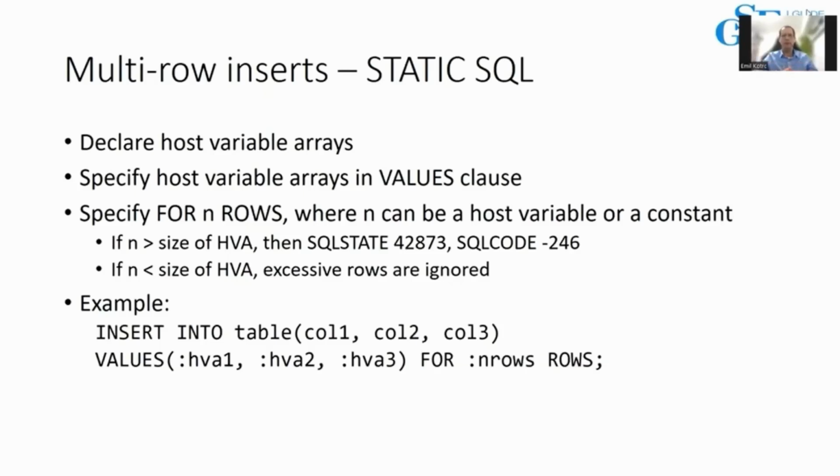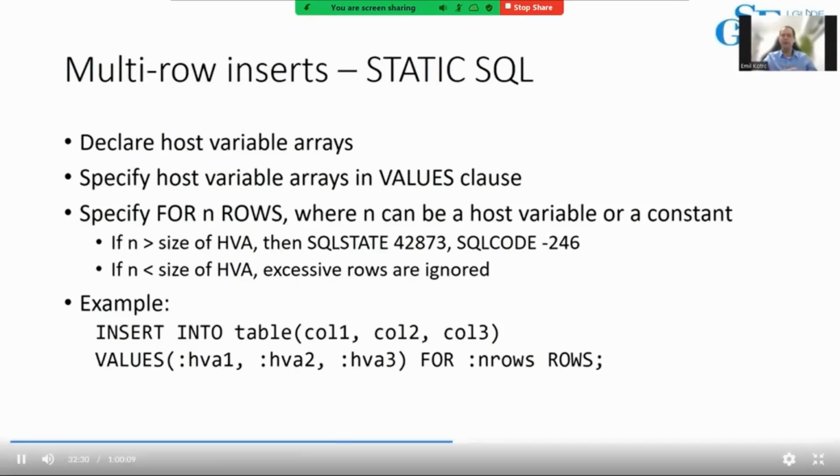In the example at the bottom, a simple INSERT INTO table VALUES, that's where I specify the host variable arrays. You see I have 3 host variable arrays for all the columns: for the first column, the second column, and the third column. Again, the first value of host variable array 1 is for the very first column of the very first row, and so on. And FOR N ROWS specifies that I really want to have a multi-row insert.